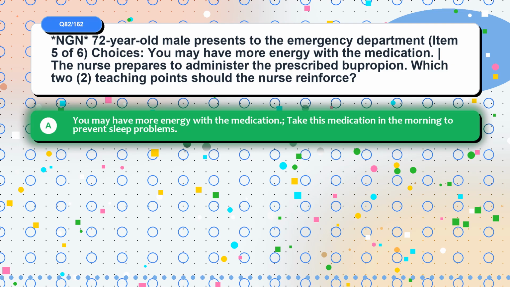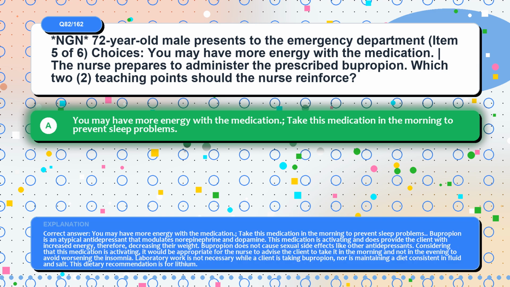The correct answer is option A. You may have more energy with the medication. Take this medication in the morning to prevent sleep problems.